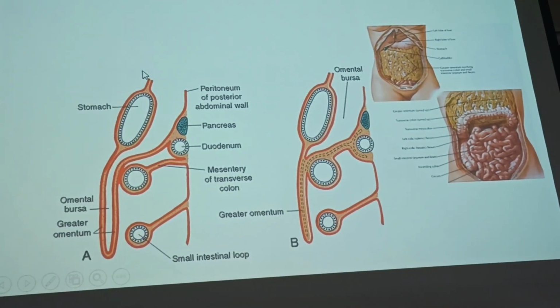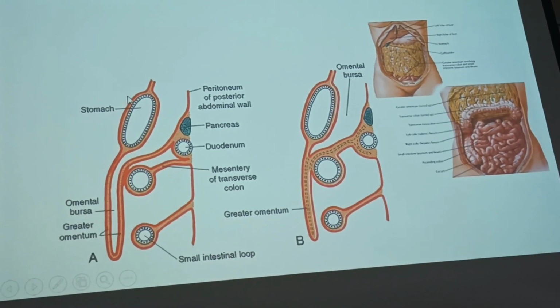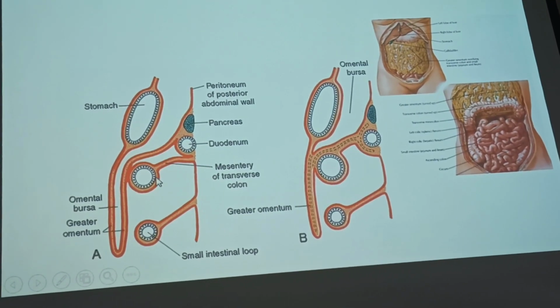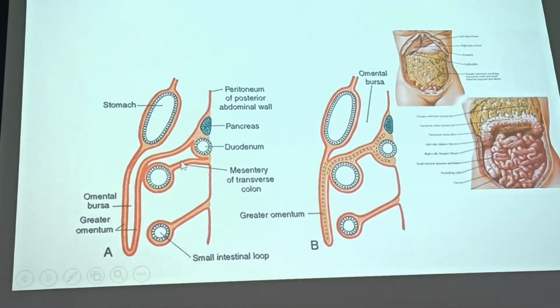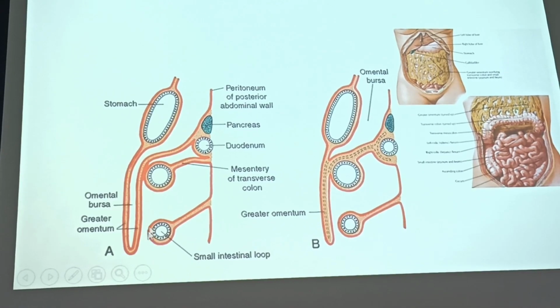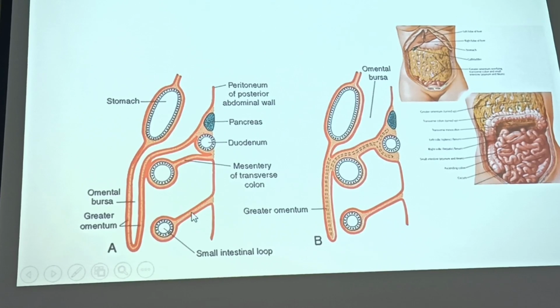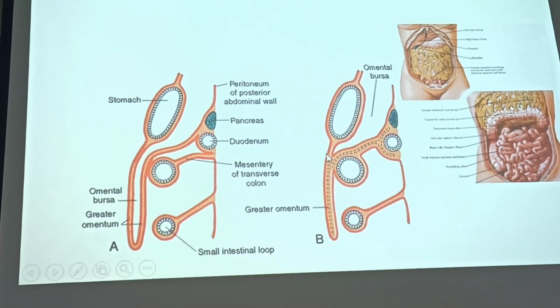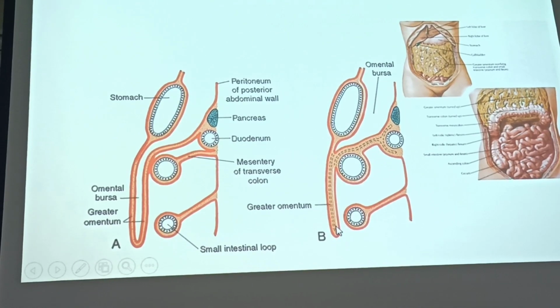You can see a sagittal section of abdomen. Stomach is here. Mesocolon, mesentery is here. And finally, in this picture, you can see greater omentum. Okay?